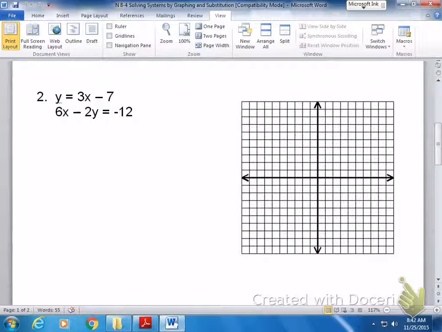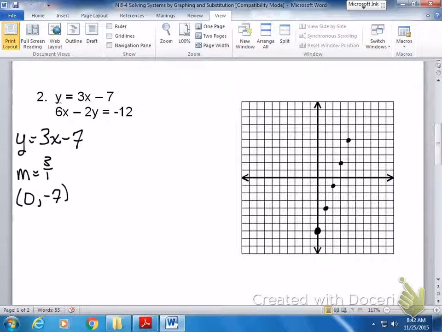This is the same thing, except for, lucky for us, one of our equations is already solved for y. We have y equals 3x minus 7. So our slope is 3, so I'm going to say 3 over 1 for rise over run. Our y-intercept is negative 7, so point 0, negative 7. So I'm going to come over here and go to 0, negative 7. And then since the slope is 3, I'm going to go up 3, right 1, and repeat. I'm going to connect my points.